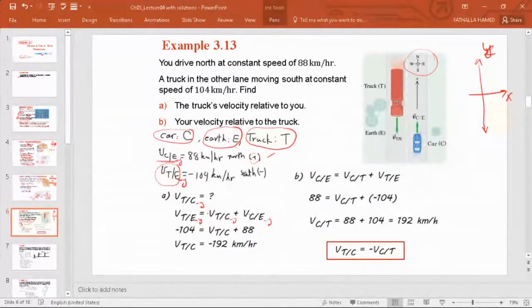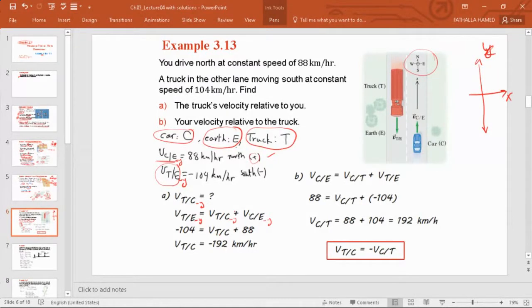Exactly in the same way. So we're using the earth here as the frame of reference where things are measured from, the stationary one. But now you're going to look at the frame of the car where you're going to measure things from. And that's why we say here the velocity of the truck relative to the earth will be the velocity of the truck relative to the car plus the velocity of the car relative to the earth. Now the velocity of the truck relative to the earth, it is minus 104 kilometers per hour.